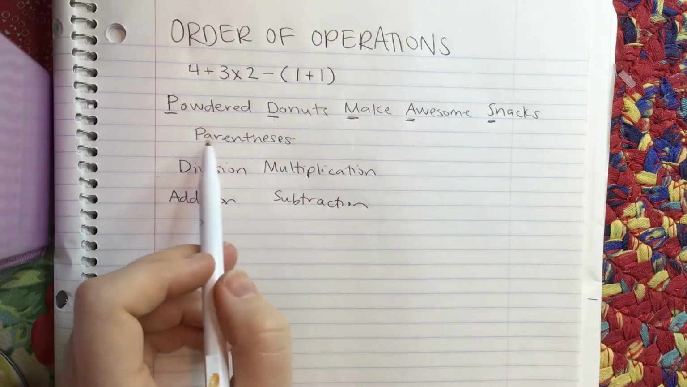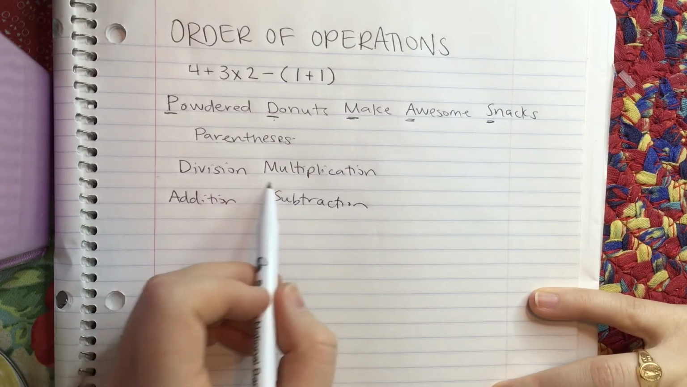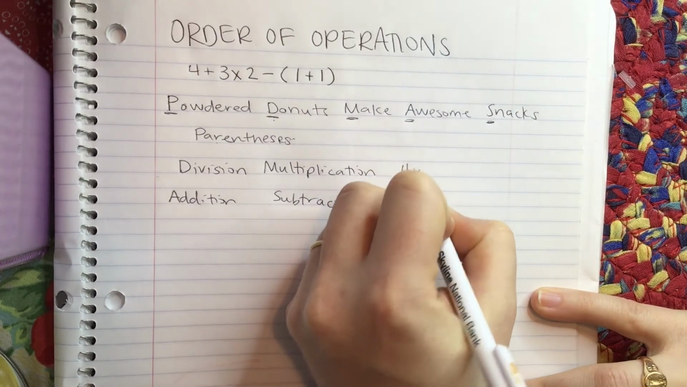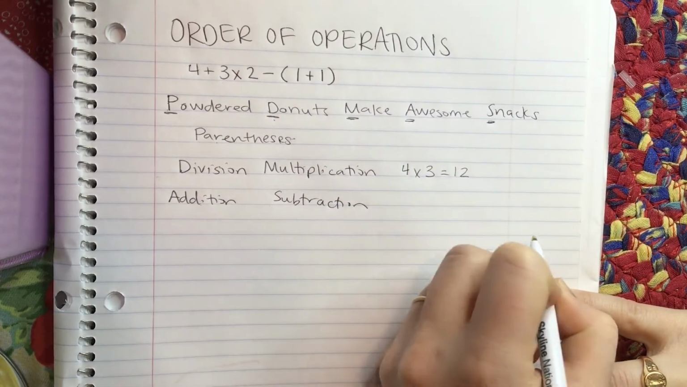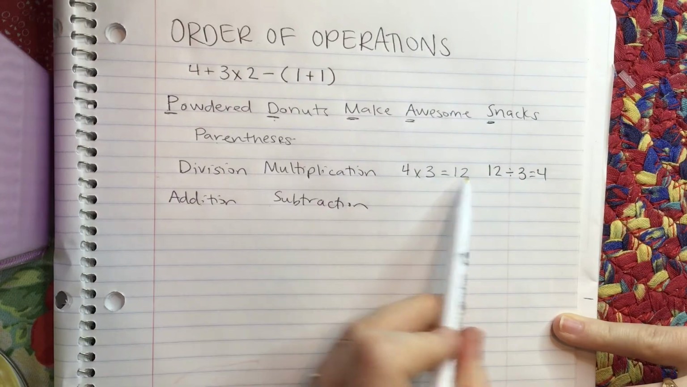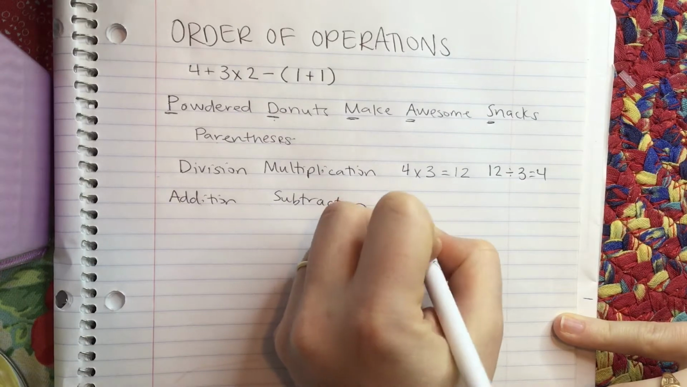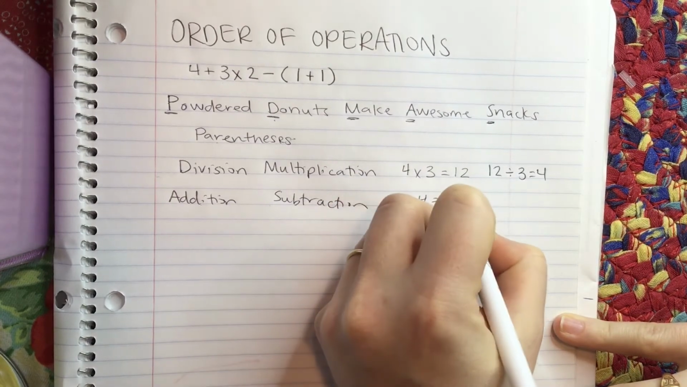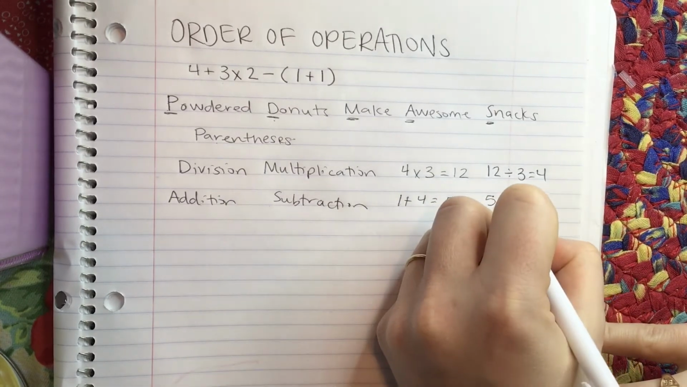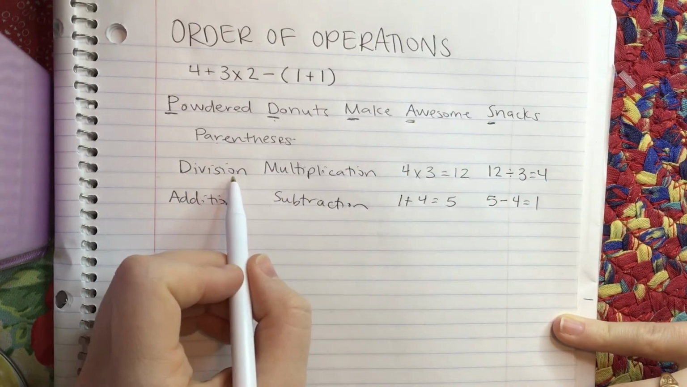Now you might be wondering why I put the parentheses by itself and then the division and multiplication on the same line, the addition and subtraction on the same line. So if you remember, division and multiplication are inverse operations, which means if I say 4 times 3 equals 12, that's the same thing as 12 divided by 3 equals 4. Okay, so these are inverse. They're doing the same thing, but in a reverse order. Same with addition and subtraction. If I say 1 plus 4 equals 5, I can use this property and numerical relationships to say 5 minus 4 equals 1.